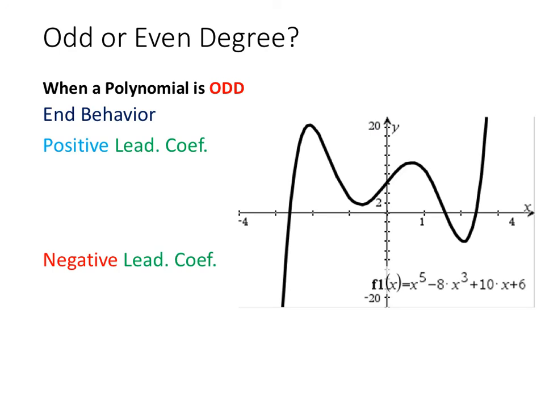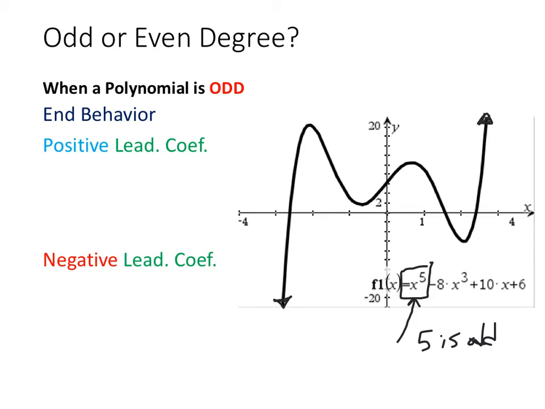Now we're going to look at what it means to be an odd polynomial and what it means to be an even polynomial. Here I have an example of an odd polynomial. The reason that this is odd, and you can probably predict here, is that if we look at our leading term, we have x to the 5th. 5 is odd, and we've talked about odd and even already. So this is an odd polynomial.